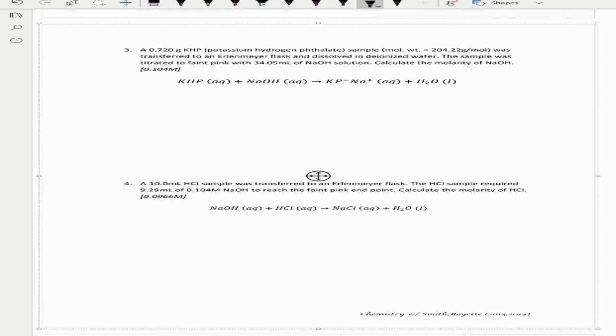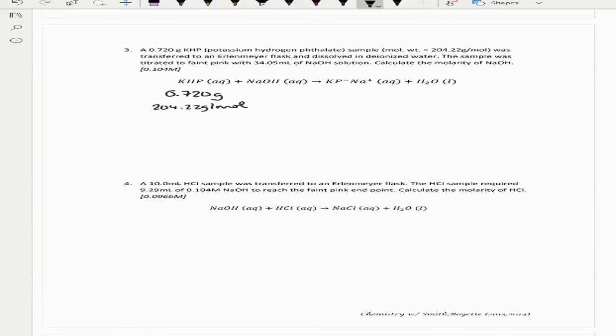In this next problem, you're given the equation, so we can just start by writing down all the information from the problem. So we have 0.720 grams of KHP with a molar mass of 204.22 grams per mole, transferred to an Erlenmeyer flask and dissolved in deionized water. The sample was titrated to a faint pink with 34.05 milliliters of NaOH. What is the molarity? And as you'll see, the answer's right here. So if you get that answer, try to see what you got wrong.